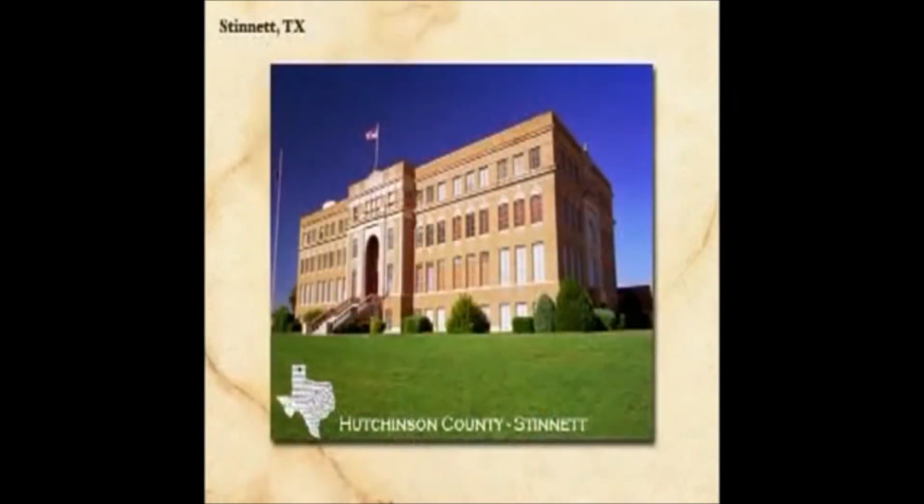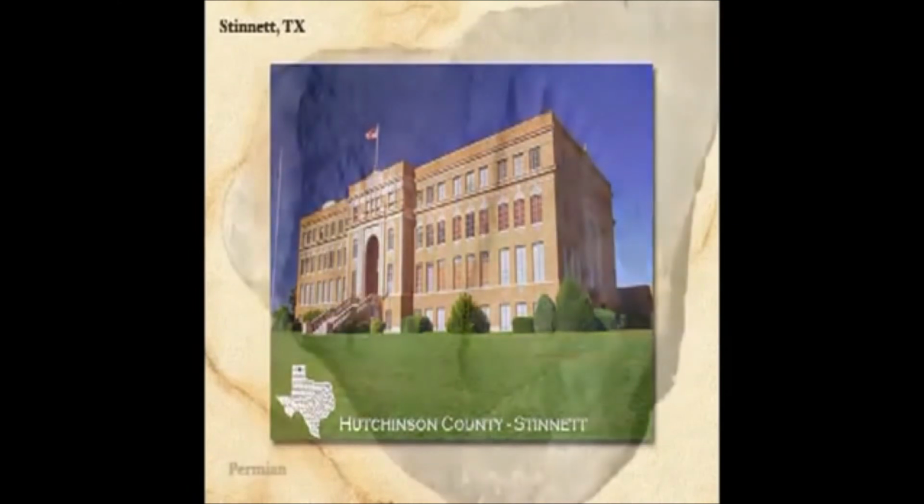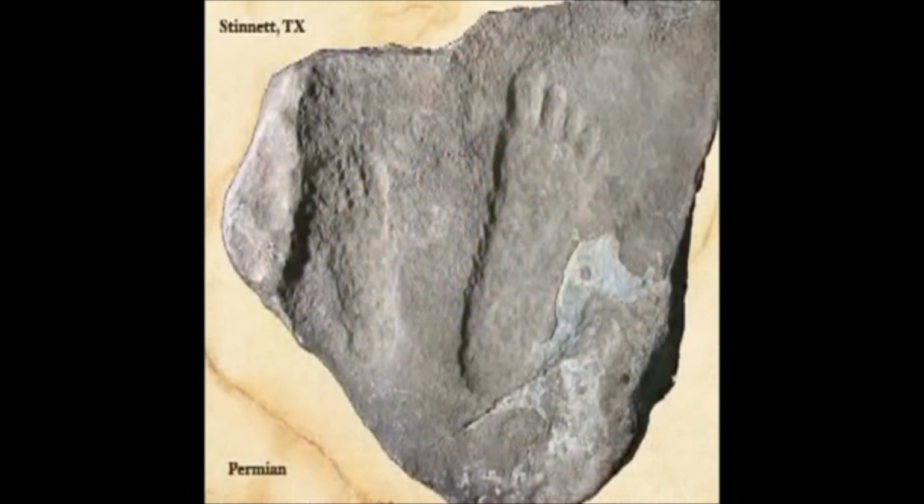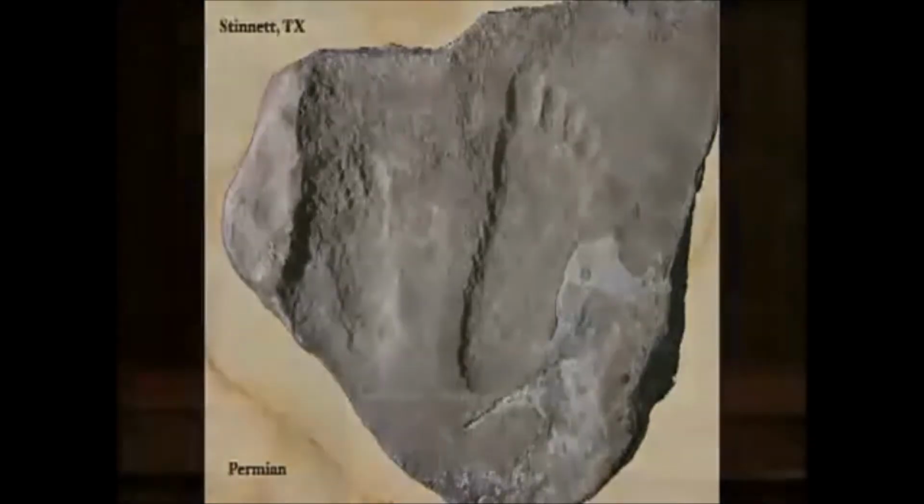Up in the Panhandle at Stinnett, Texas, there's been on display for about 30 years a rock slab there in the center of the courthouse that obviously looks like a human foot in the Permian rock. This is supposedly 100 million years older than the ones at Glen Rose. Well, this has to be carved. It's just too clear, the little small foot and then the big one.